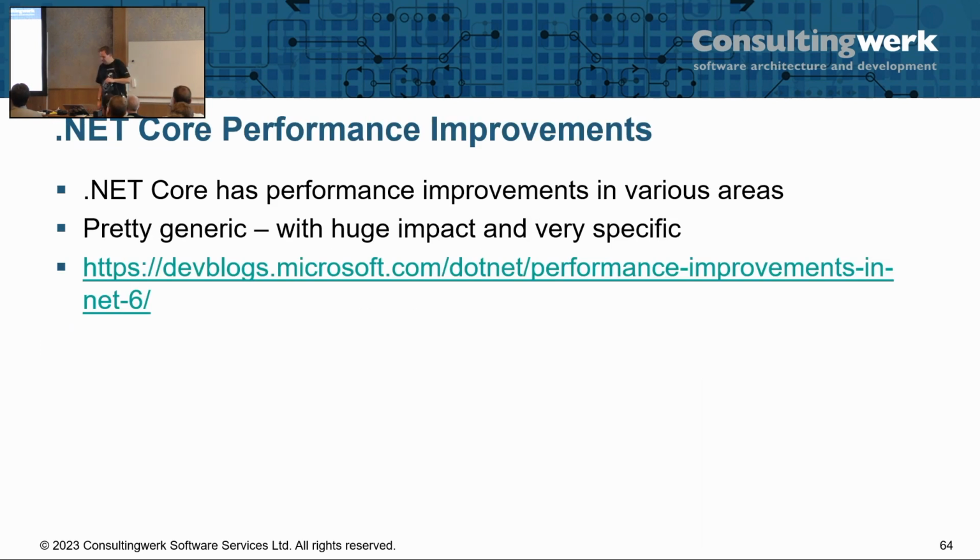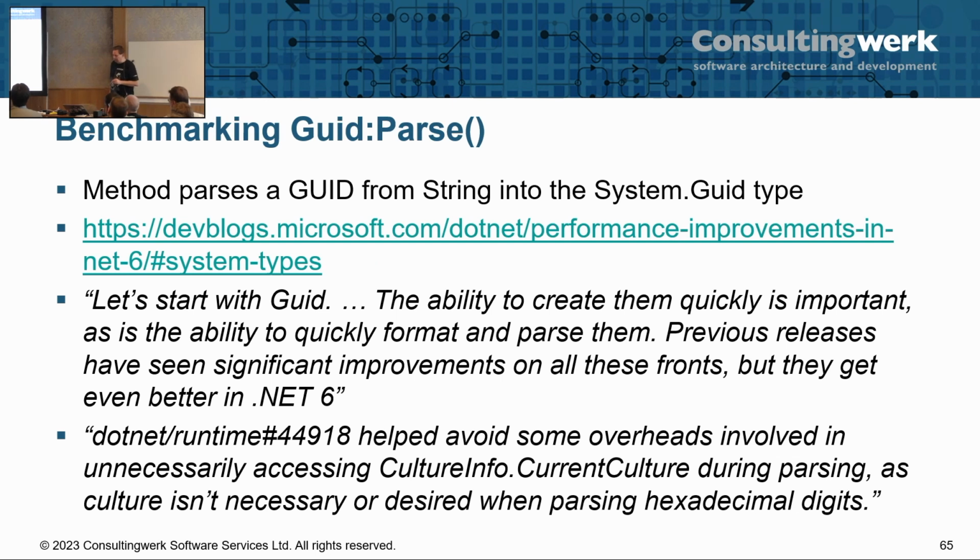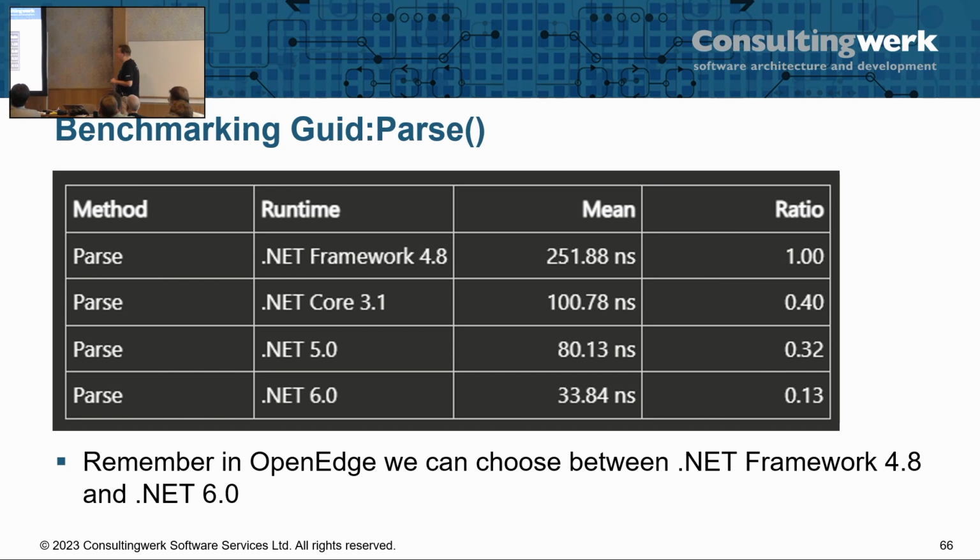So a little bit on benchmarking. Microsoft says there are huge performance improvements in various areas. That's a blog, that's the entry point to the official post there. And one simple sample is the parsing of a GUID. And when consuming web services and whatever, parsing GUIDs from a string representation into the actual .NET type for that is something that happens quite often. So it's quite a central operation. Microsoft documents huge improvements. And what I wanted to check is how much do we benefit from that.